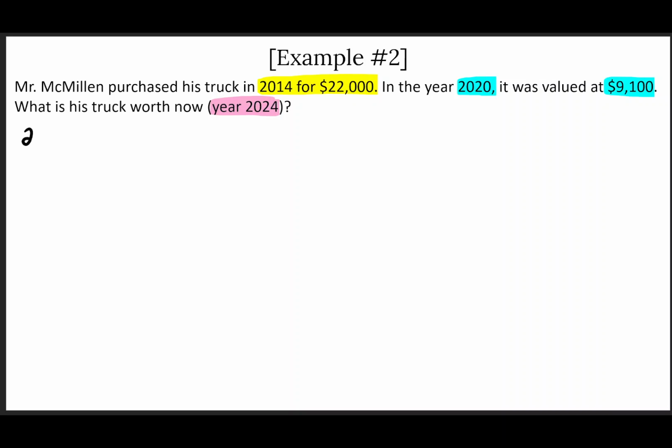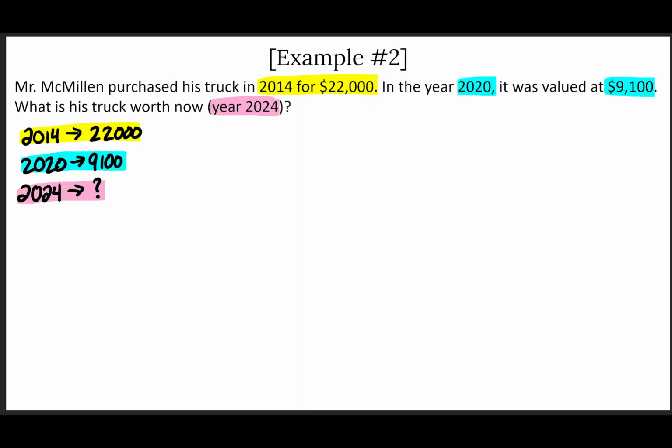Let's write this out. 2014 was worth $22,000. 2020, it was only worth $9,100. Sad face. 2024, what would the truck be worth now? I don't know, so let me just put a question mark right there. Now, let's convert these into some actual ordered pairs here. There's my yellow, my blue, and my pink.